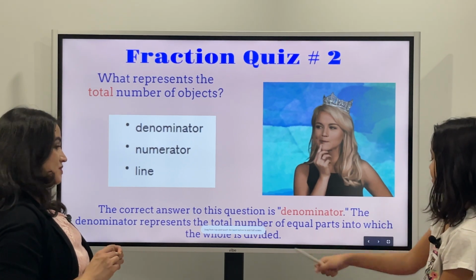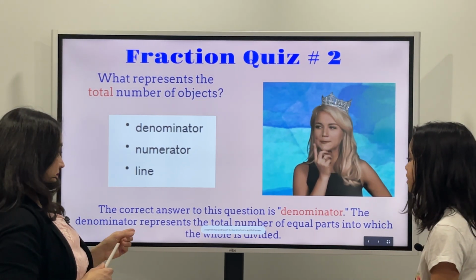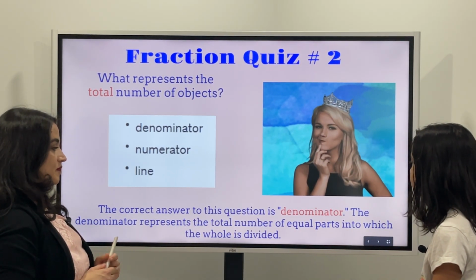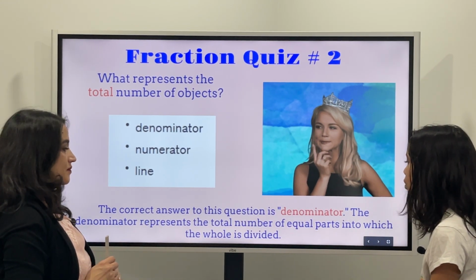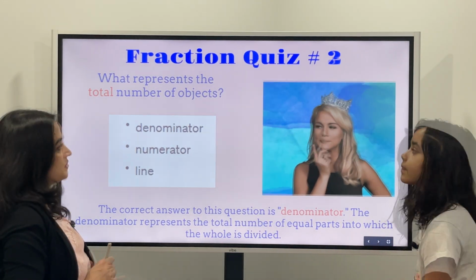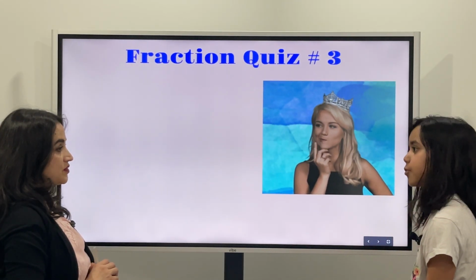Denominator. Yeah, and why is it the denominator? Denominator represents the total number of the equal parts into which the whole is divided. Very good. So fraction quiz number 3.